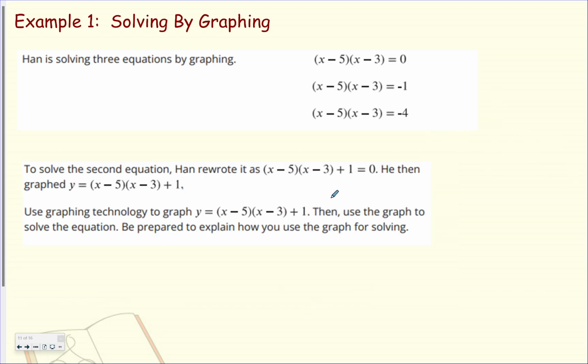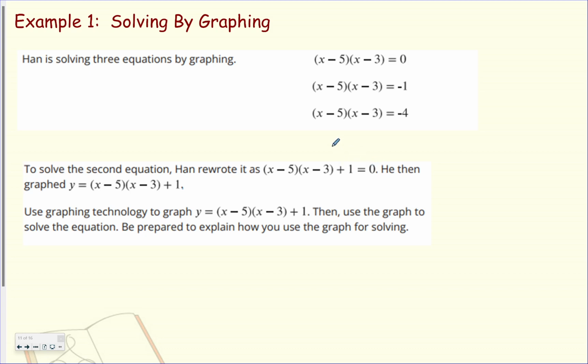Okay, to solve the second equation, now here's something interesting. Instead of graphing the equation exactly as it is, one of the problems that happens here is that we have a number on both sides. So what Han does is he rewrites the equation by adding the 1 to both sides. And what that does is it puts the 0 on the right side of the equation. So that's an interesting one.